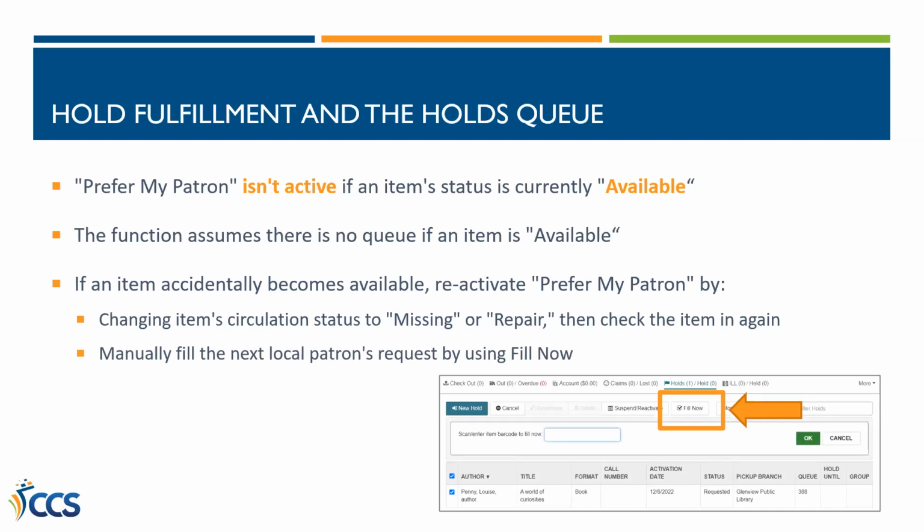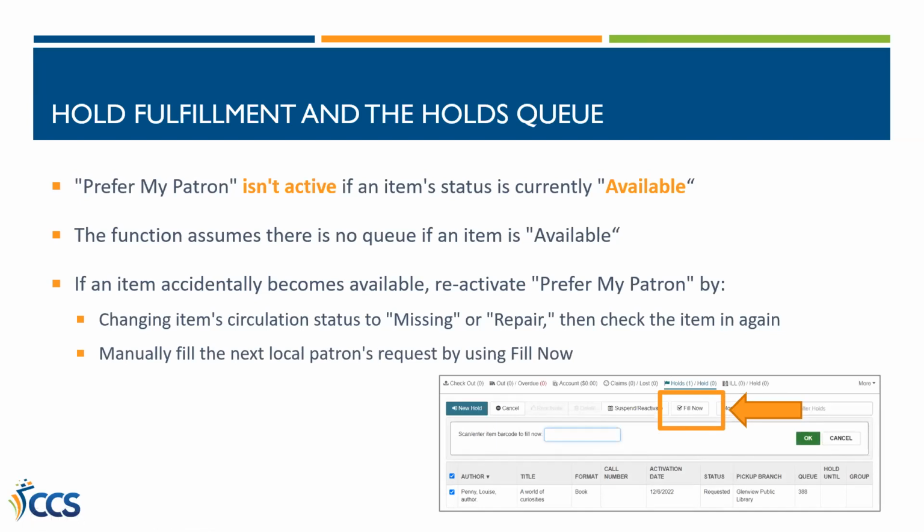The second thing you can do is you can use the hold queue to locate the next local patron in line and basically force fill their hold with the item using a function called Fill Now. So you'll see this active once you select the hold. You'll see the Fill Now option pop up. It will expand this field here where you can like scan a barcode in to manually fill the hold.